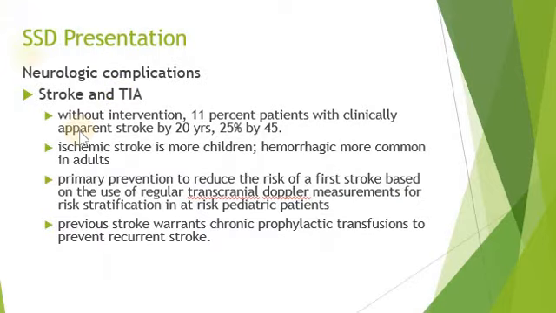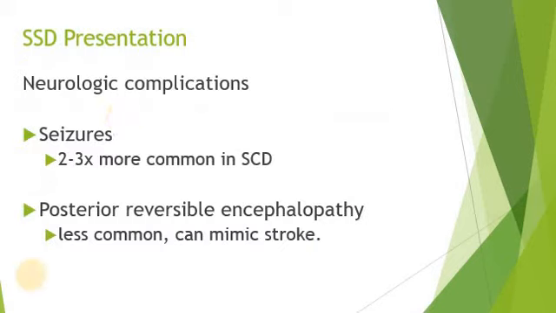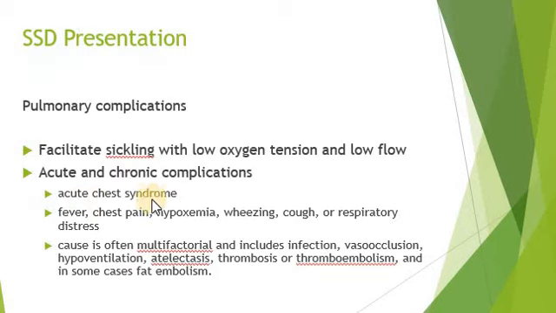There may be a stroke, there may be a transient ischemic attack. Here we have to give prophylactic transfusion. There may be seizures, that is more common in sickle cell disease. This may be due to reversible encephalopathy or due to the stroke. There may be an acute chest syndrome. These are the pulmonary complications.